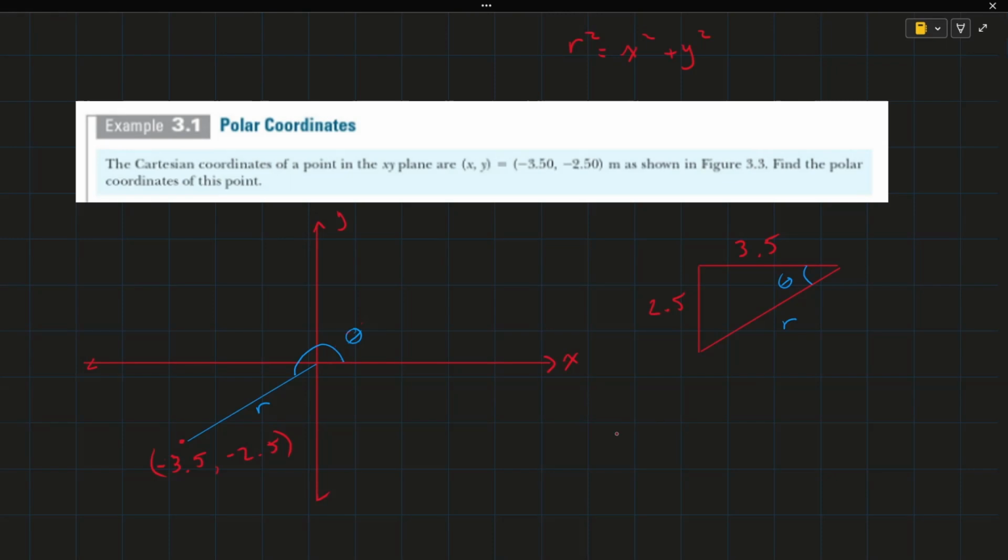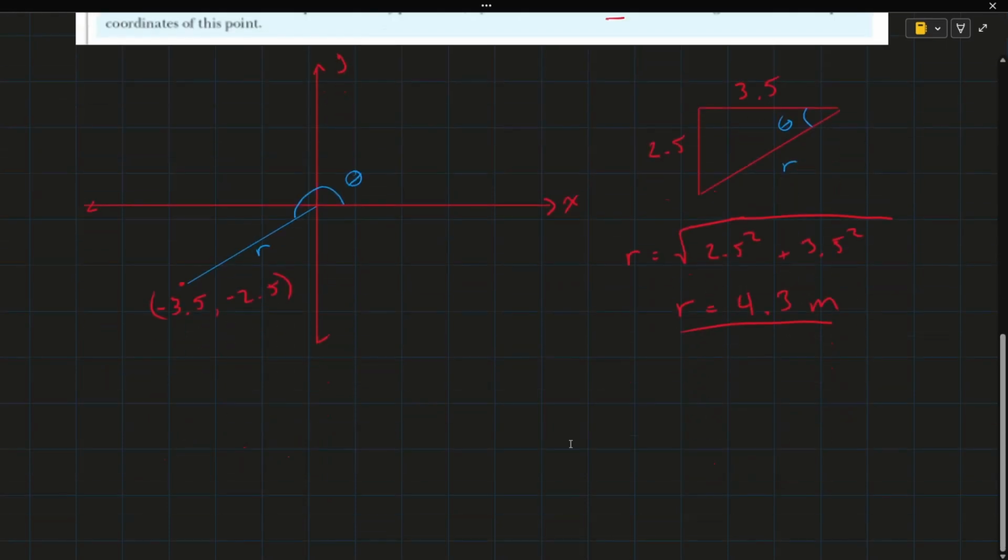If we want to find this, just start off with the magnitude of r, using the Pythagorean theorem. So r is going to be equal to the square root of 2.5 squared plus 3.5 squared. That's just some math, and you end up coming up with 4.3. This is in meters, yep, meters. So our radius is going to be 4.3 meters.